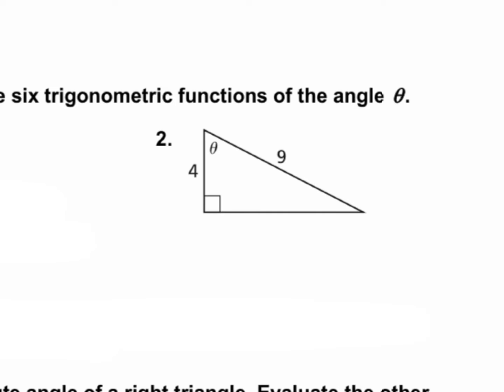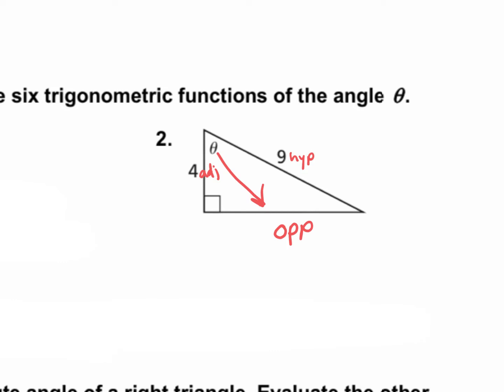This side would be opposite. Is 4 adjacent or hypotenuse? Adjacent. And that would mean 9 is our hypotenuse. We don't know what our opposite side length is, so how do we find that length?